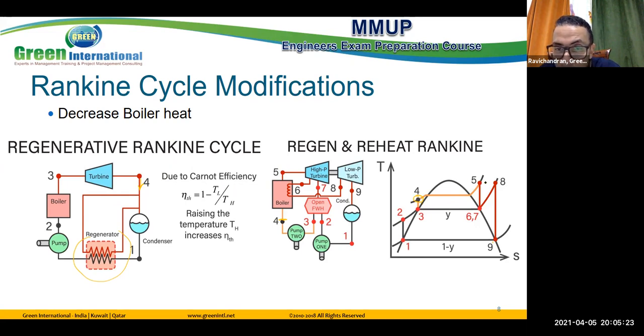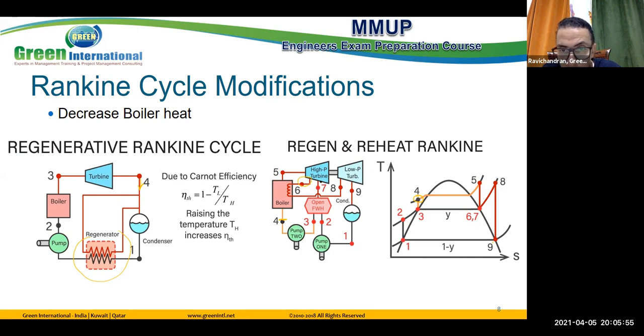So from 4 to 5 is the boiler. As regular, it should be this 4, not here; it should be something lower. But according to the modification I made here for regeneration and so on, I end up at a high temperature, not a low temperature. And after that the expansion happens from 5 to 6.